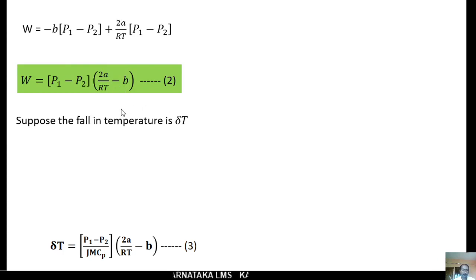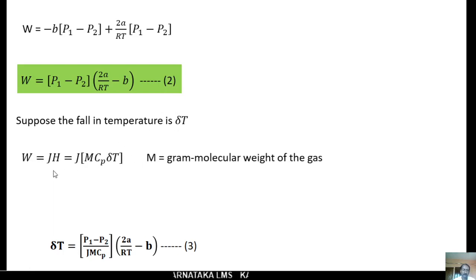Suppose the falling temperature is delta T. Then net work done equals J into H. H is the enthalpy. Enthalpy becomes M into Cp into delta T, where M is the gram molecular weight of the gas. Therefore, we just substitute the work done value in equation 2.